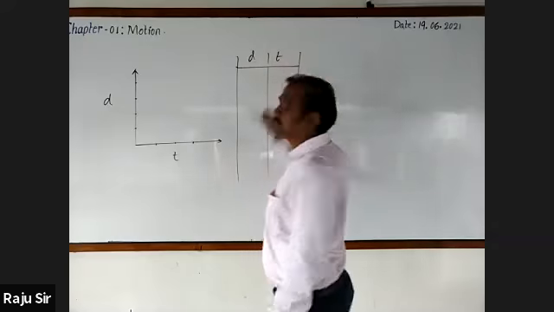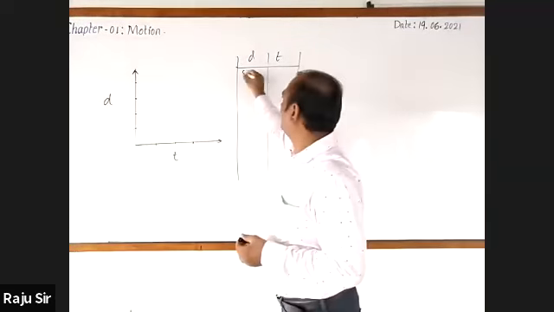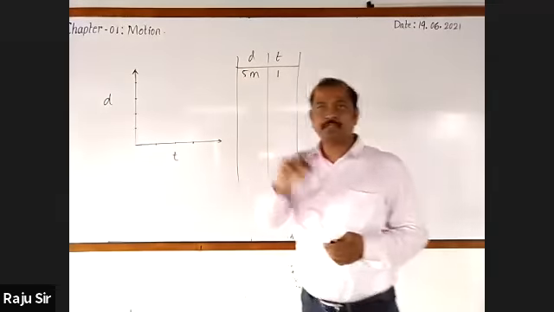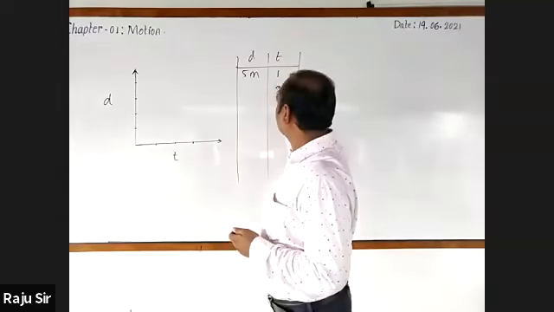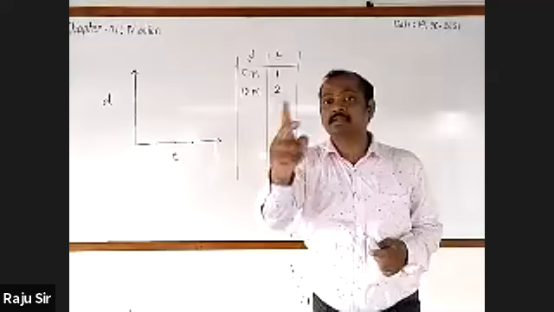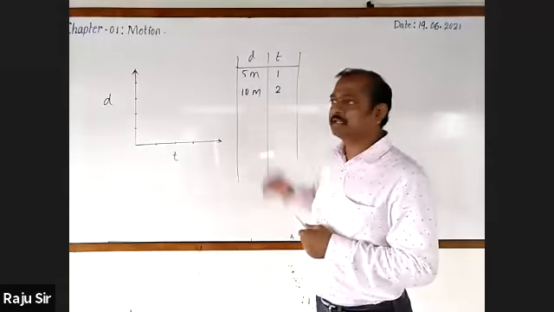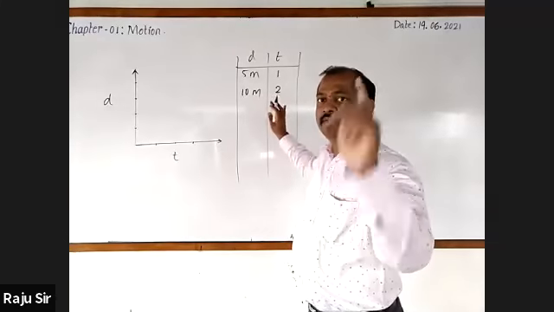Distance and time. Assume that a body has covered 5 meters in the first second. Next, in 2 seconds, it covers 10 meters. Could you tell, in the next second, what is the distance covered? 5 meters. Very good, 5 meters. Again, we'll come across it later.